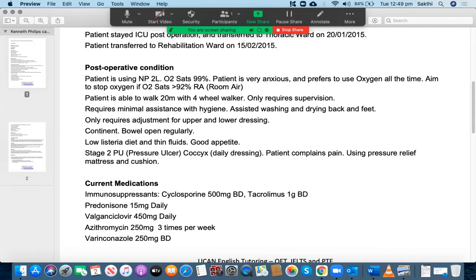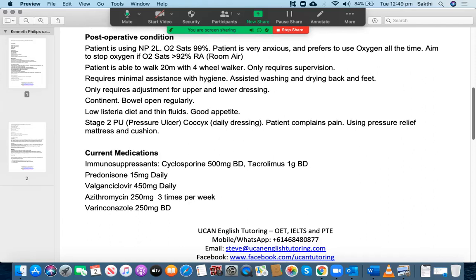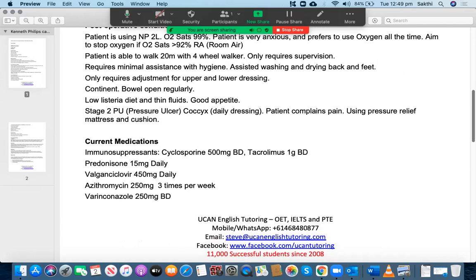That's all right. Can't in bubble open regularly. That's okay. Low listeria diet and thin fluids, good appetite, that's fine. Stage 2 pressure ulcer, coccyx, daily dressing. Patient compliance pain, okay, using pressure relief mattress and cushion.